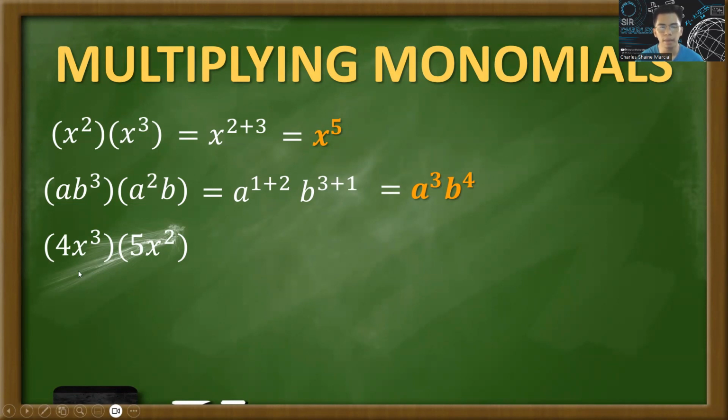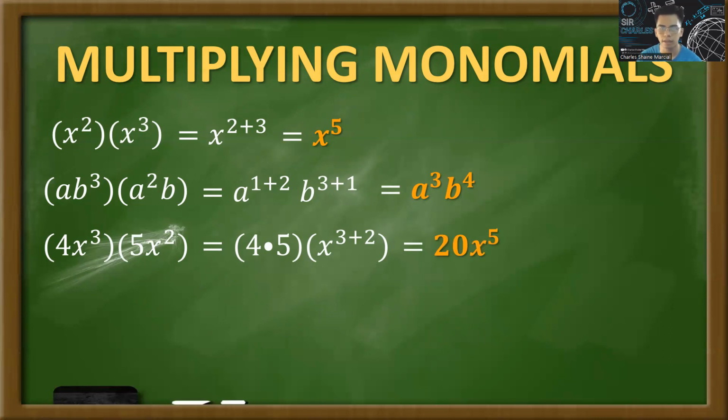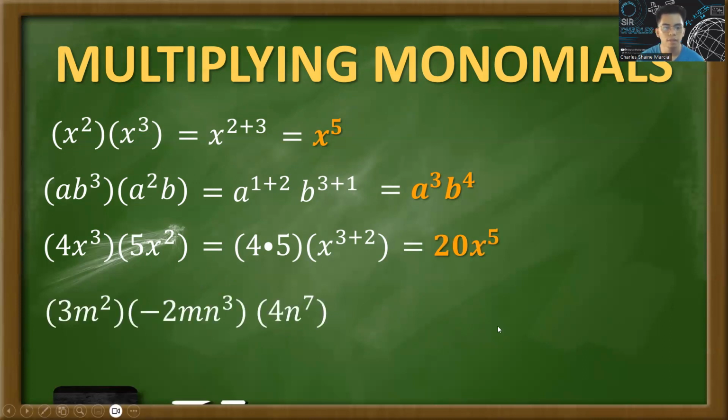You will multiply the bases, yung mga number, and you will add the exponent. Again, you will multiply 4 and 5, and you will add the exponents. 4 times 5, and then x raised to 3 plus 2. And the final answer is 20x raised to 5. Next, paano kung ganito? We have three monomials, and yung isa, m lang yung variable.